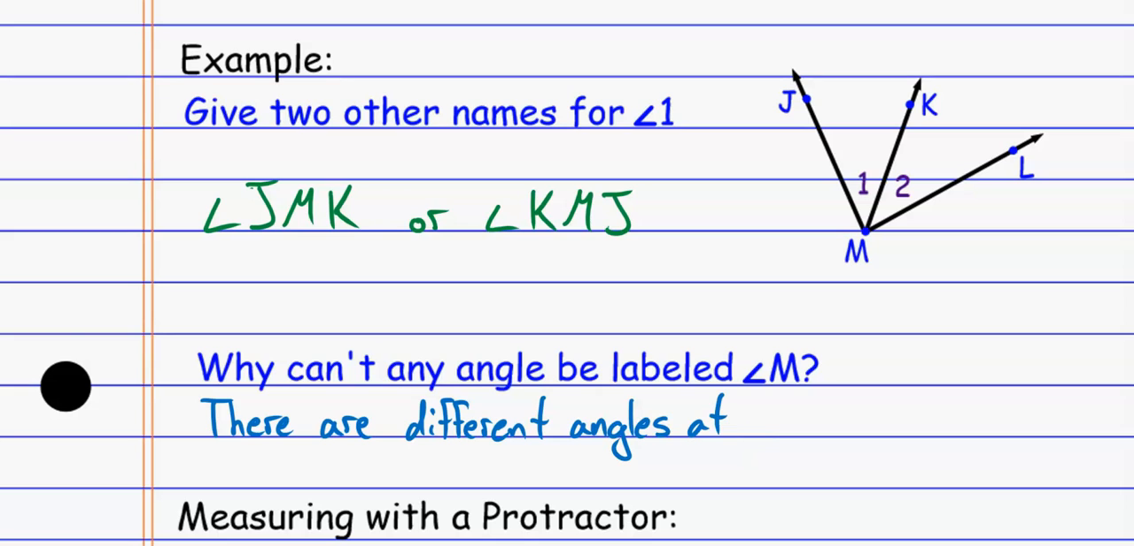So I'm just going to say, hey, there's a bunch of different angles at M. So the question now becomes, well, which one? And if I have to ask that question, if I need extra clarification, if you say angle M, I say, well, which angle M? Well, that means that angle M is not clear enough, okay? It has to be more specific than that, okay?